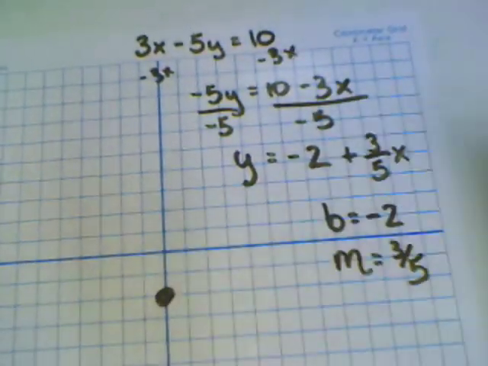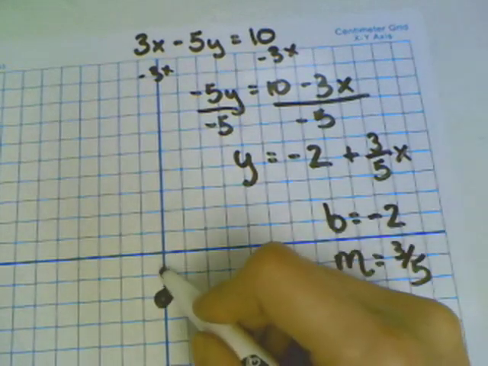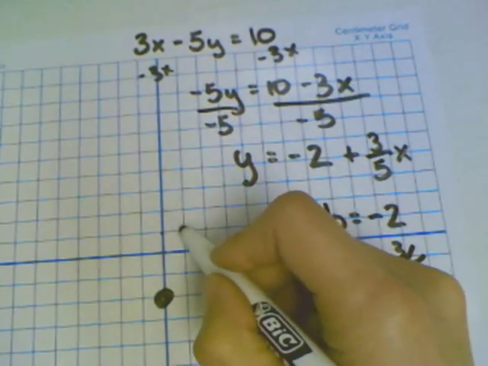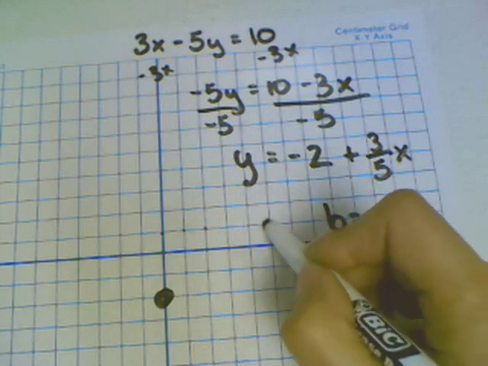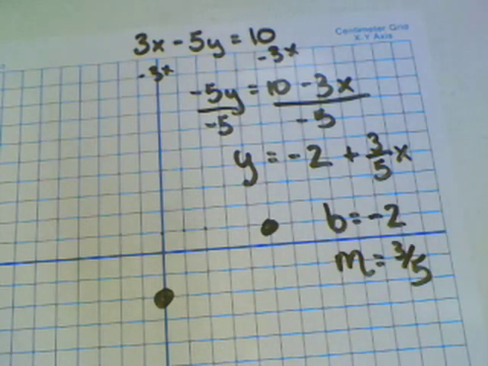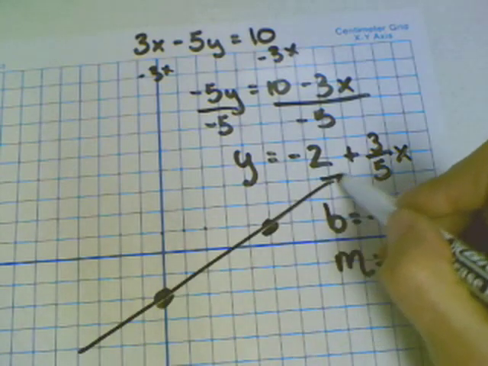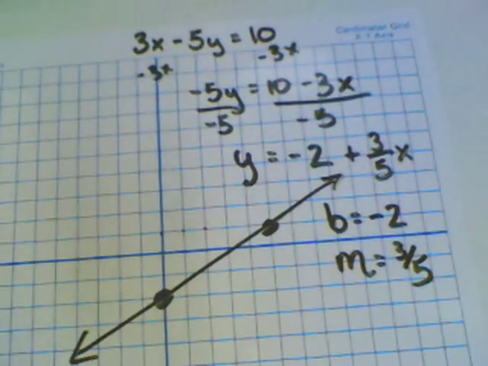The y-intercept is negative 2, that's my starting point. From this point I'm going to go up 3 over 1, 2, 3, 4, 5. Up 3 over 5. Those 2 points are on my line. Connect them, and I have my graph.